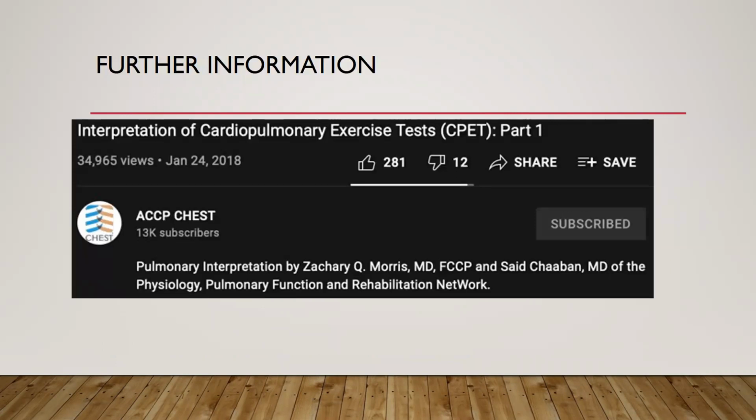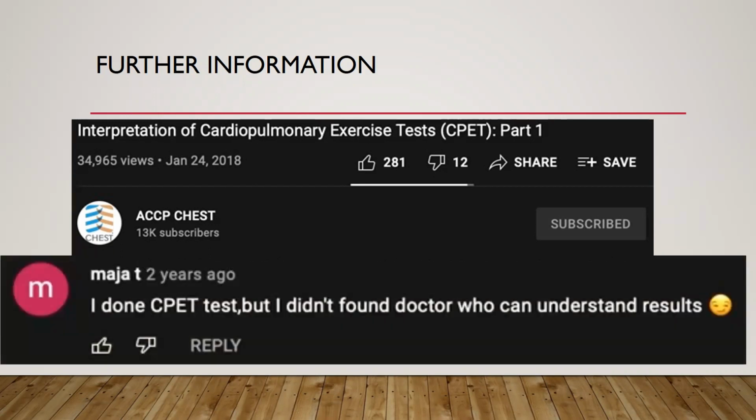And this one I put up specifically because I found my favorite comment in the world from Maja. "I've done CPET tests, but I didn't find a doctor who can understand results." And it just made me so happy, because this is right when I started reading about it. I'm like, I don't either, so don't find me.